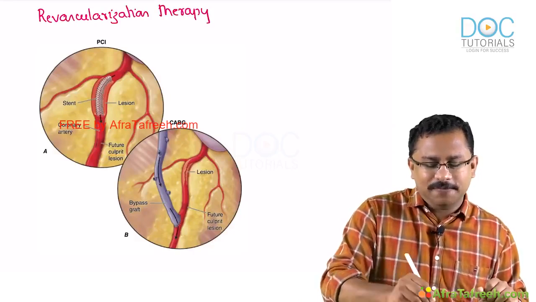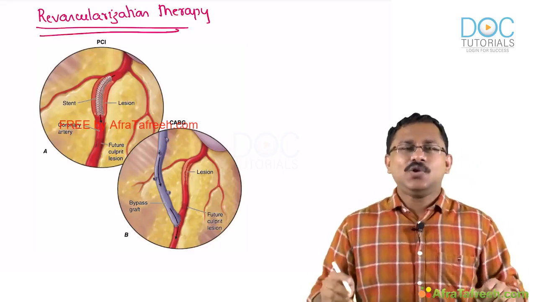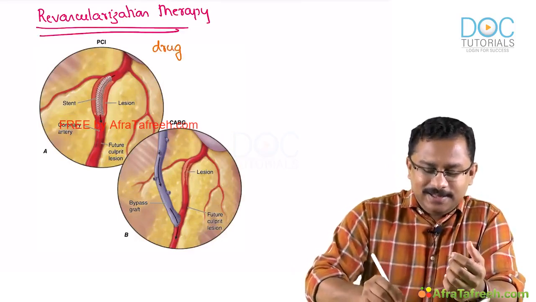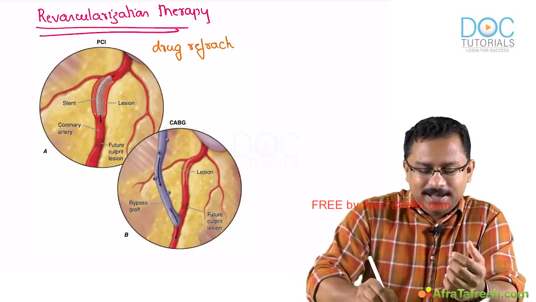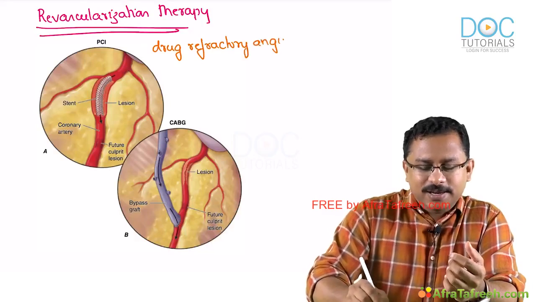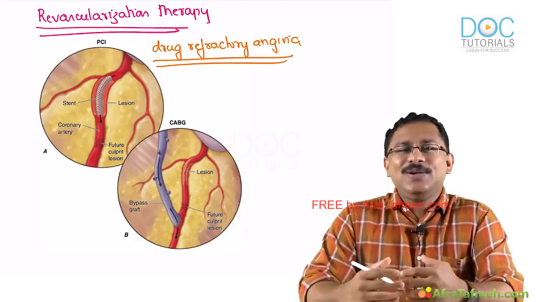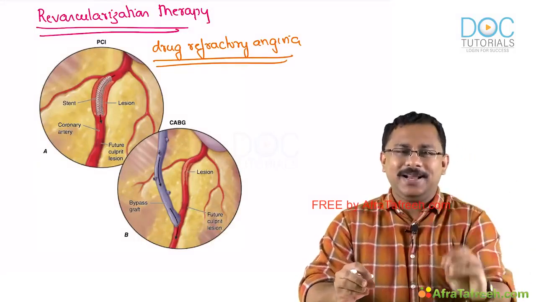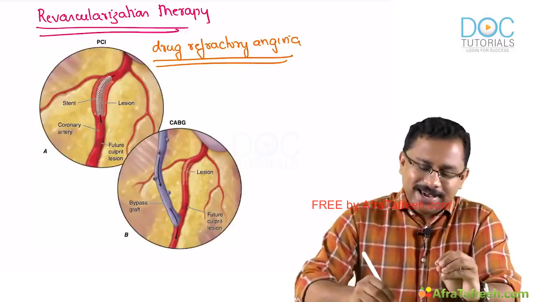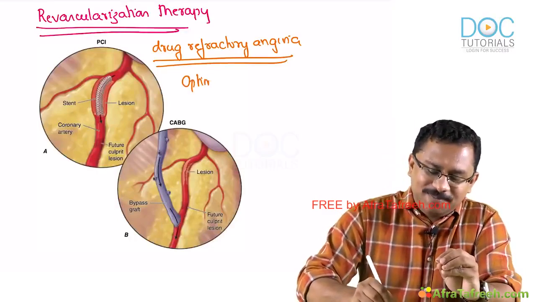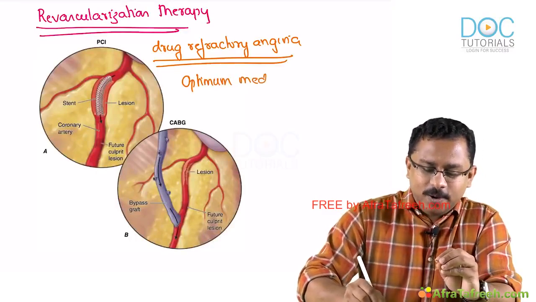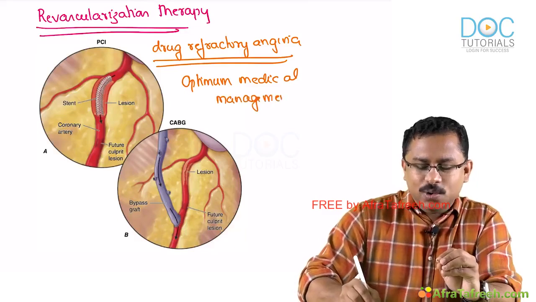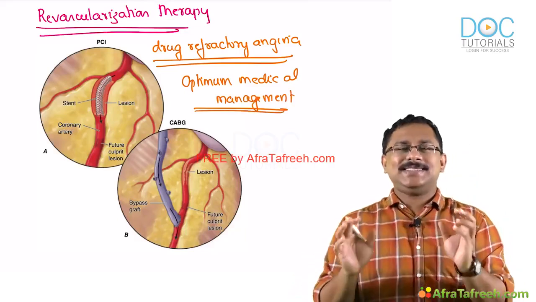Revascularization therapy for chronic stable angina. So when is a revascularization therapy used? In drug refractory angina. Okay, that is in spite of drugs. But remember, you have to go for an optimum medical management. It is not like you start on some random drug. You should follow the guidelines, and if in spite of your optimal medical management, the patient is still symptomatic, you have to go for revascularization therapy.